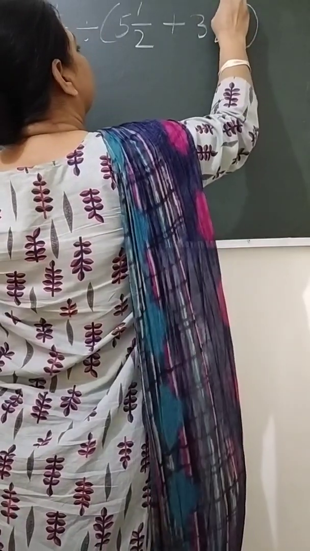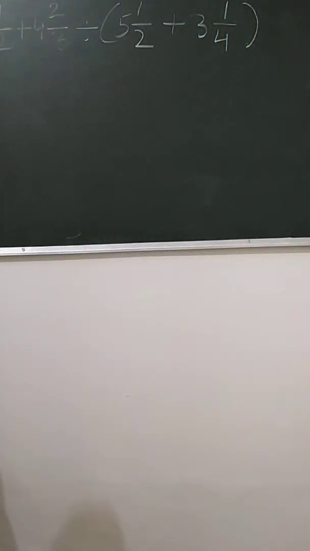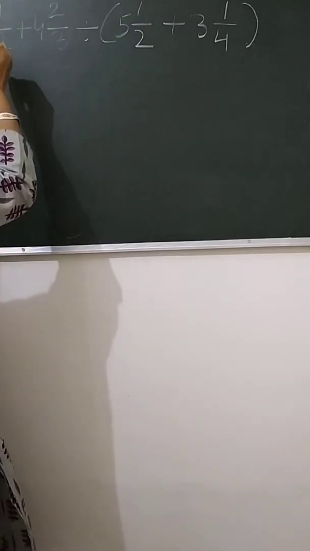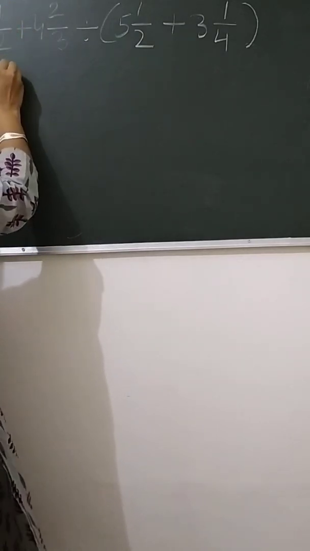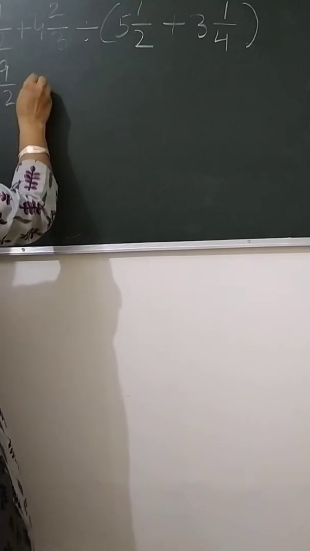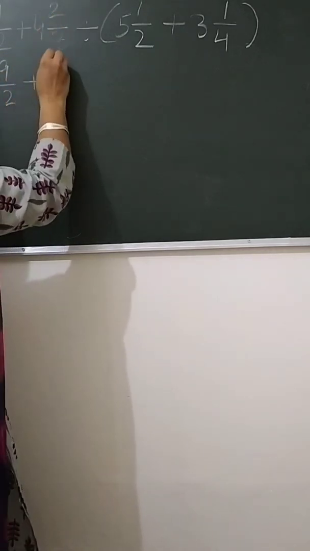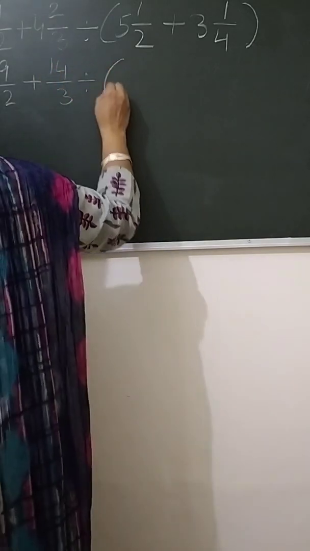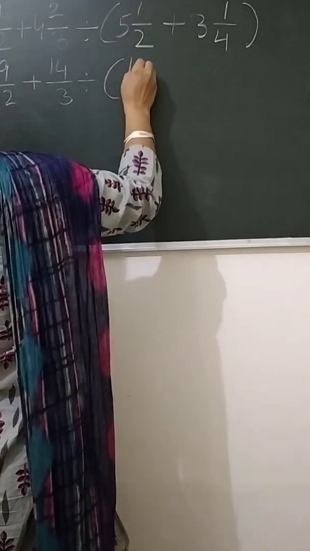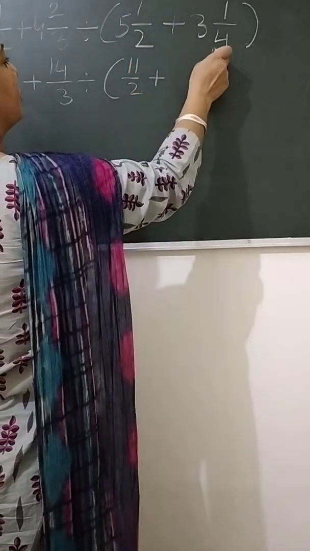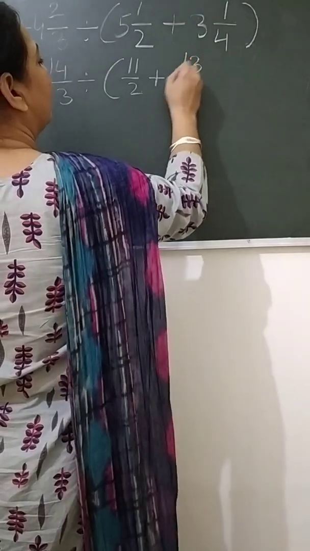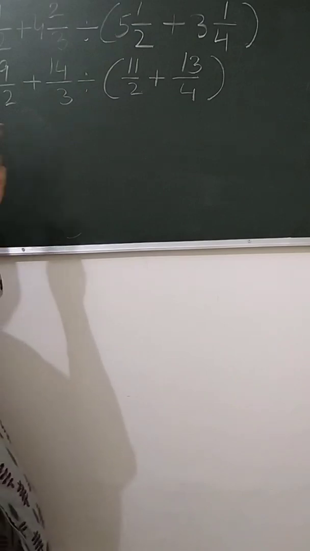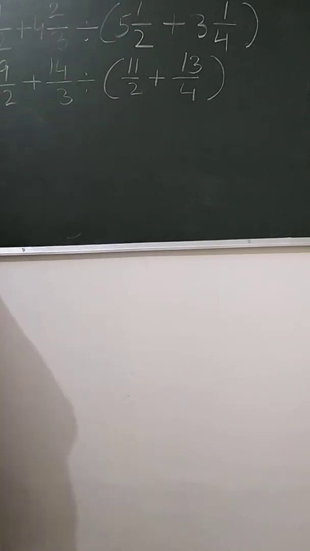This is the question. Look here. So we will convert the mixed fractions into improper. 2 4s are 8 and 1, 9 by 2 plus 3 4s are 12 and 2, 14 by 3 divided by, this is 2 5s are 10 and 1, 11 by 2 plus 4 3s are 12 and 1, 13 by 4. We have converted all the mixed fractions into the improper fractions.